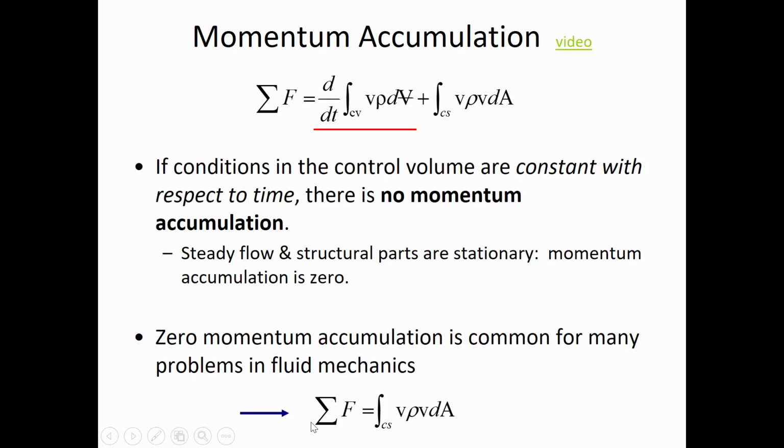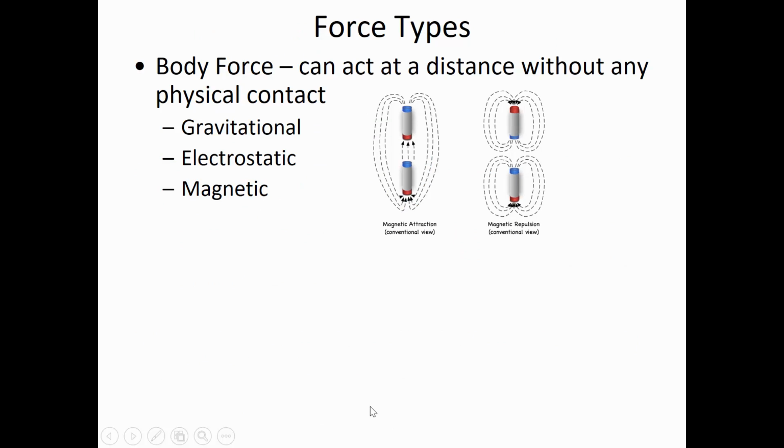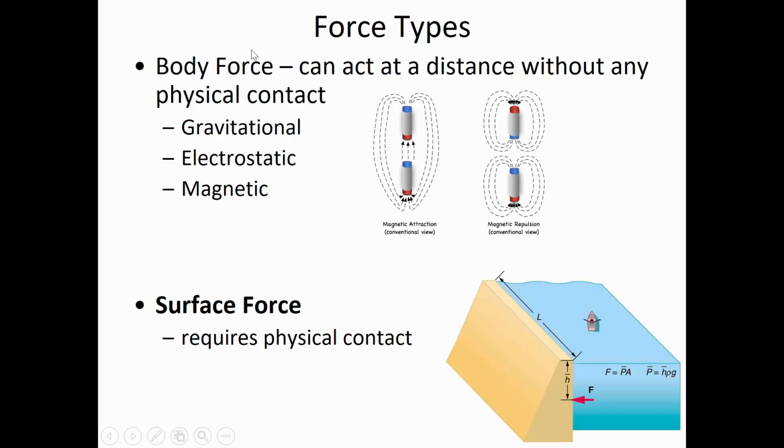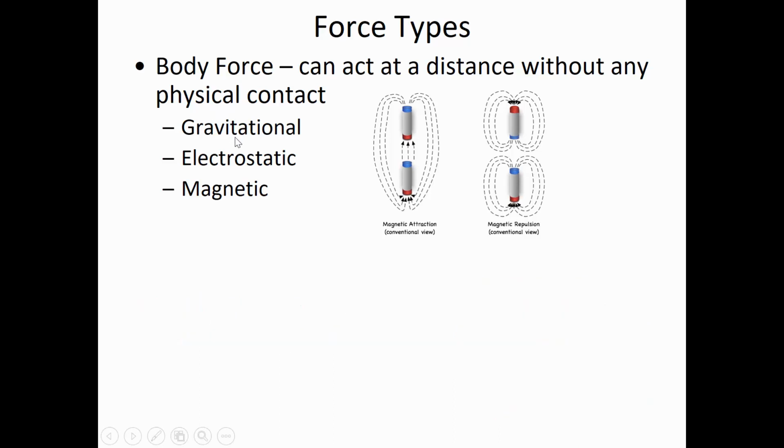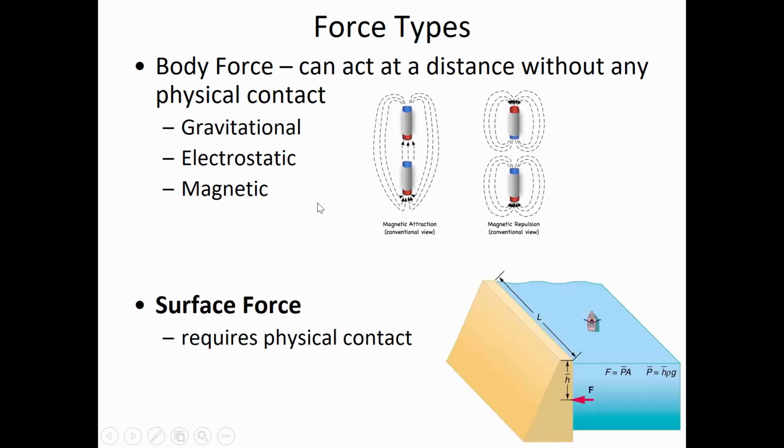Now, the forces that we're talking about here on the left side of this equation, forces can be divided up into a couple of different categories. There's the body forces, which act at a distance without physical contact, and that's not what we're talking about in fluid momentum applications. The fluid forces that we're talking about is when a water jet actually makes contact with some other surface and applies a force because there is that physical contact. And so we're talking about surface forces. We're not talking about, in this equation, forces like gravitational, electrostatic, or magnetic.